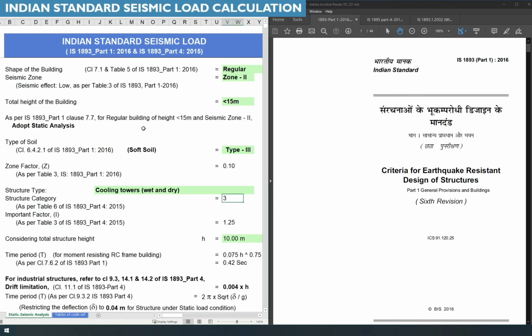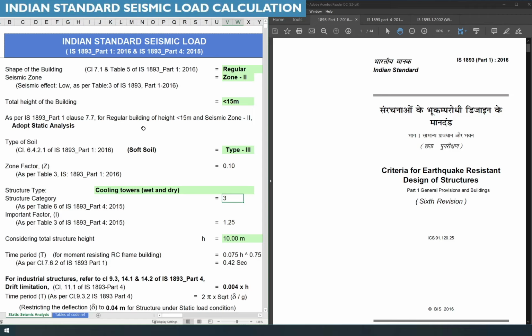On the left hand side, you can see an Excel calculation which is prepared to demonstrate the seismic load calculation based upon the Indian standard. First of all, I would like to say that this calculation is meant only for the static method. Generally, there are two types of methods adopted to calculate the seismic load: one is the static method of analysis, another one is the dynamic method. In this video, we will be looking only at the static method of analysis.